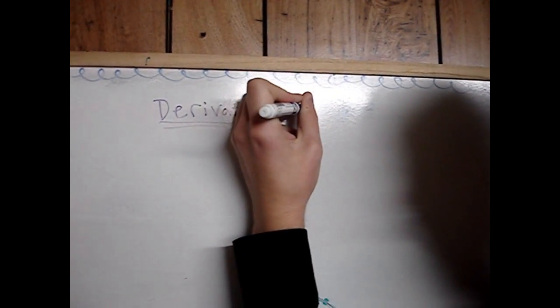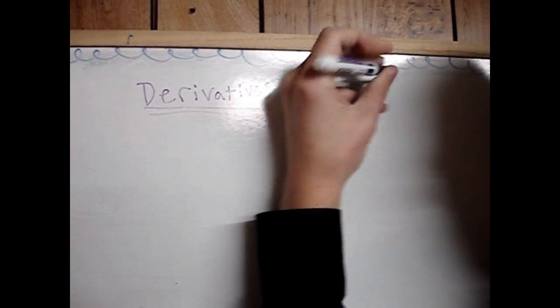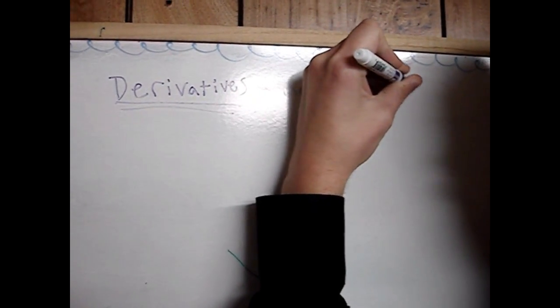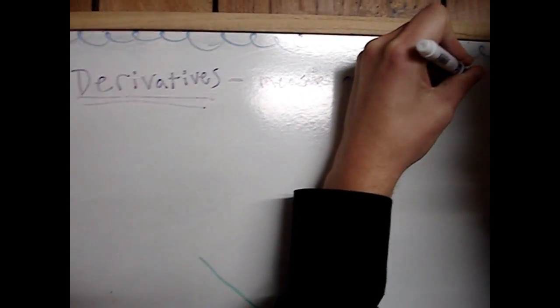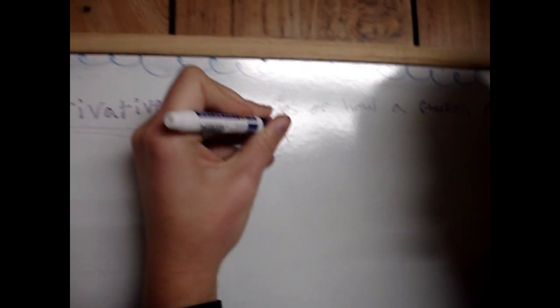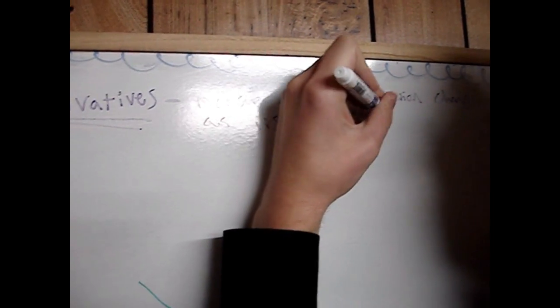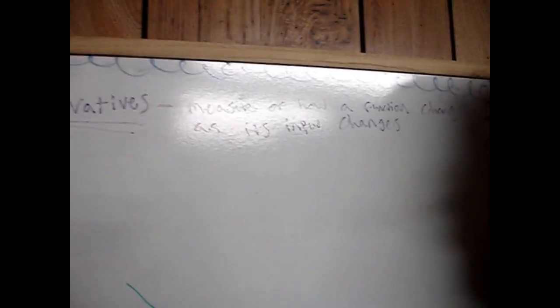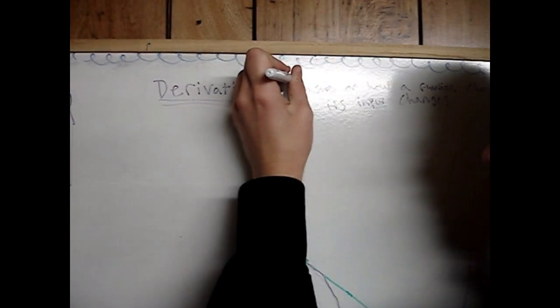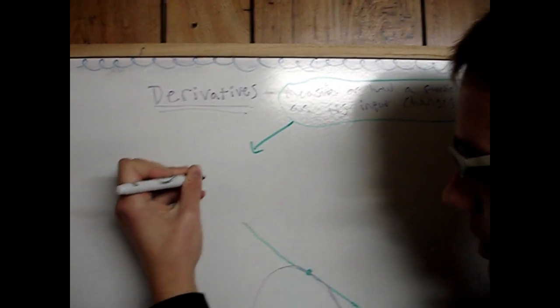Alright, the definition of a derivative is a measure of how a function changes as its input changes. And this process is called differentiation.